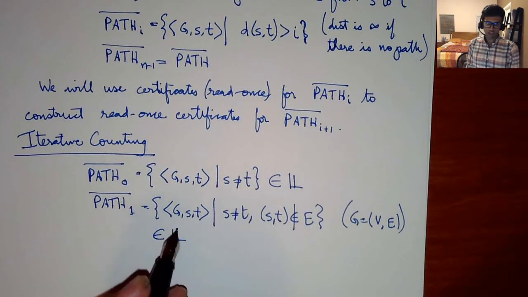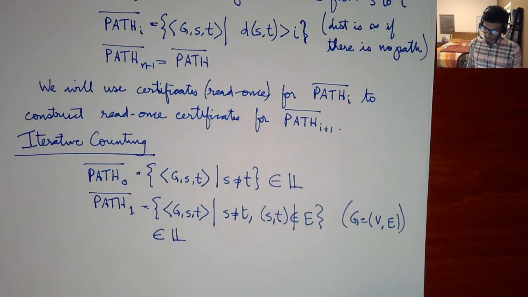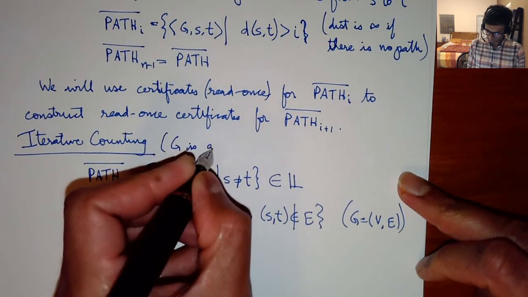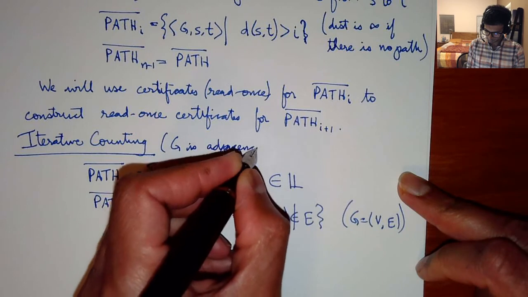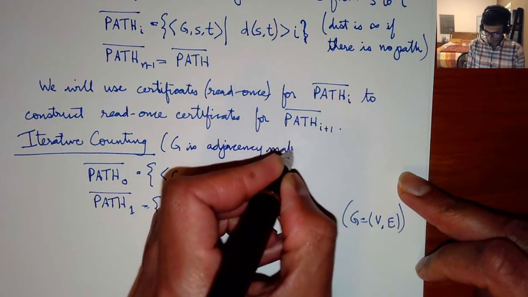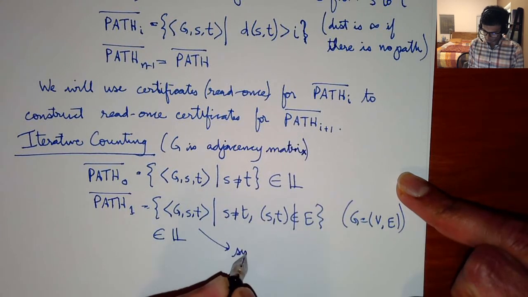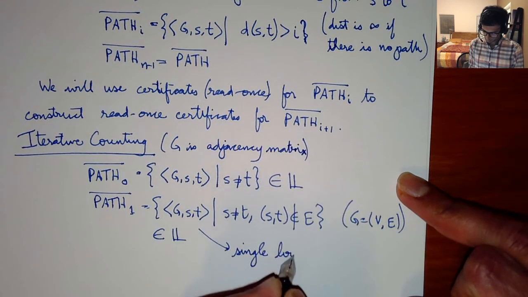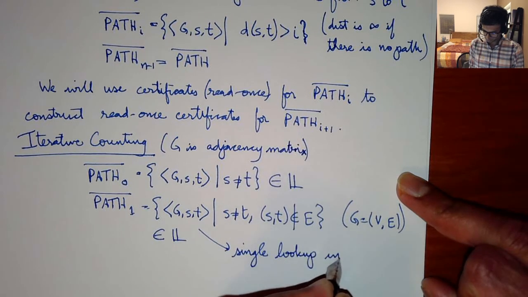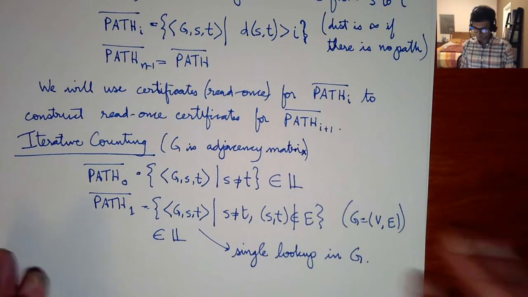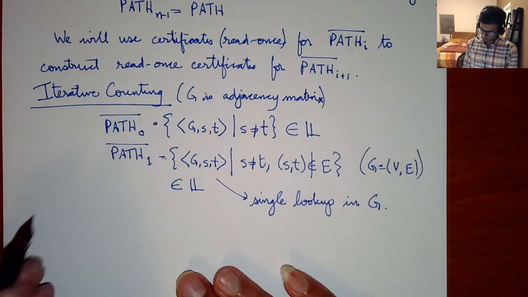You can imagine G is stored, and we said we could imagine G is stored as an adjacency matrix. So suppose G is an adjacency matrix. Then this is just a single lookup in G. Okay, so that's also in log space. Good, now let's move on to the next one.